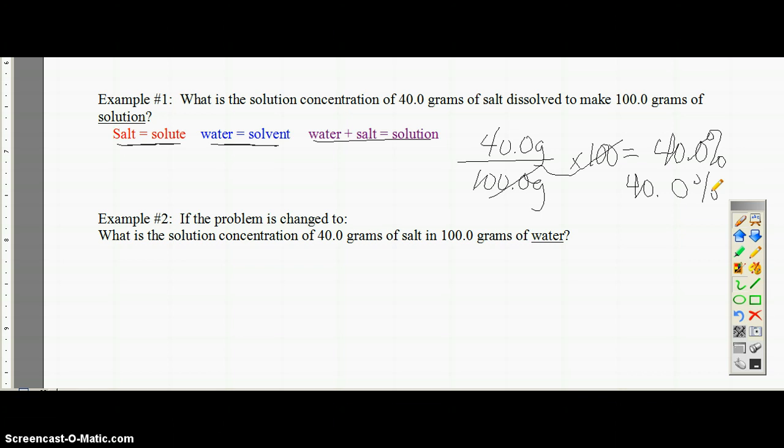If we look at this problem and we change it just slightly, this next problem is going to sound the very same, but it's different. What is the solution concentration of 40 grams of salt and 100 grams of water? So we're changing the word solution in the first problem to the word water in the second problem. This now means we have to add, like you see up here, because the whole solution is the water plus the salt.